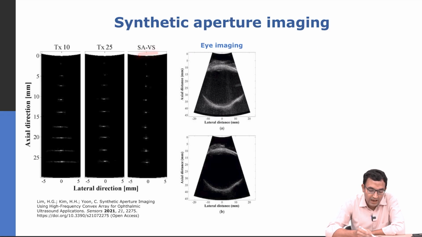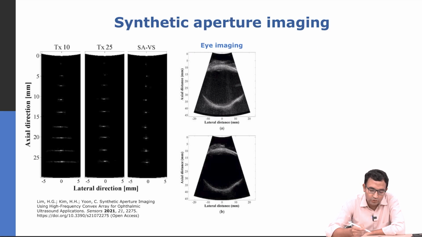But when we apply synthetic aperture, this is a variant of the synthetic aperture, but still good for discussion sake. What you see is that the points are localized extremely well. The points are not very well spread in the lateral direction. They are not spreading much, which means the lateral resolution is good. The point spread function is narrow.